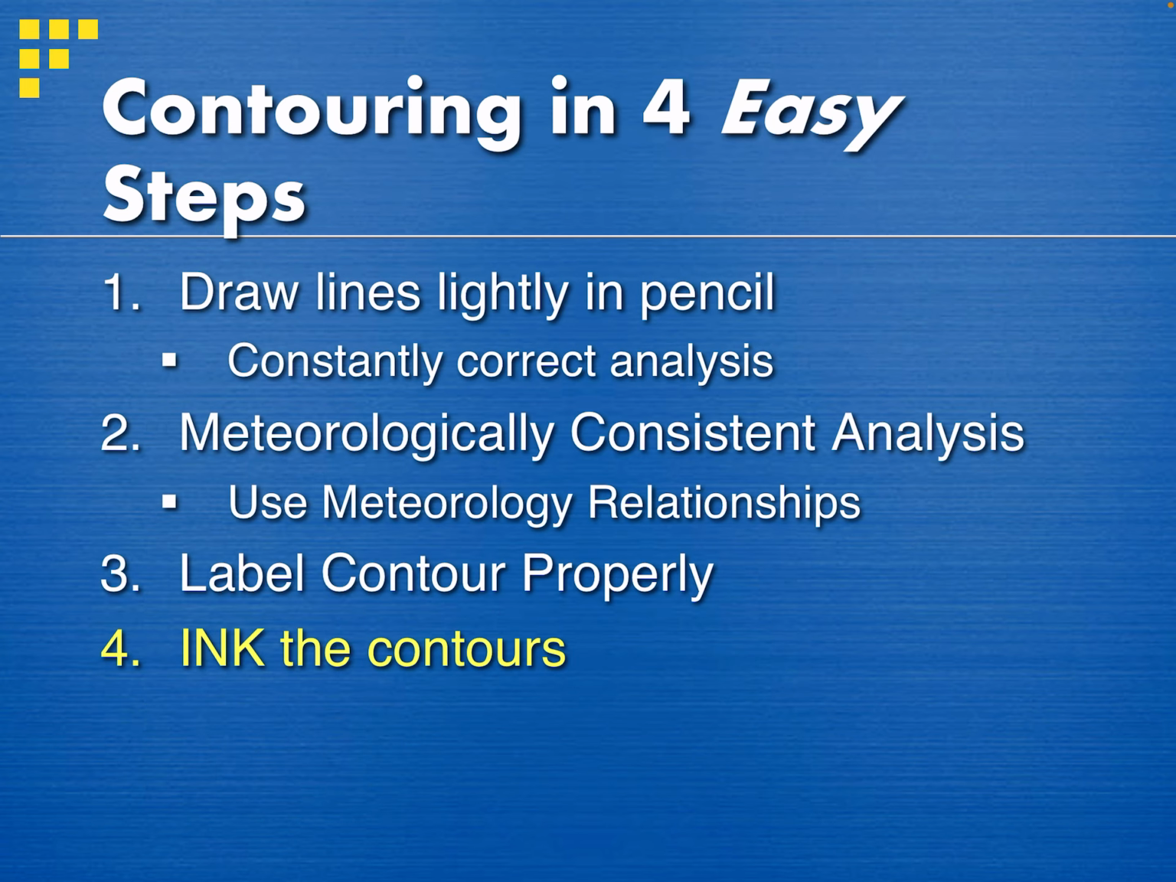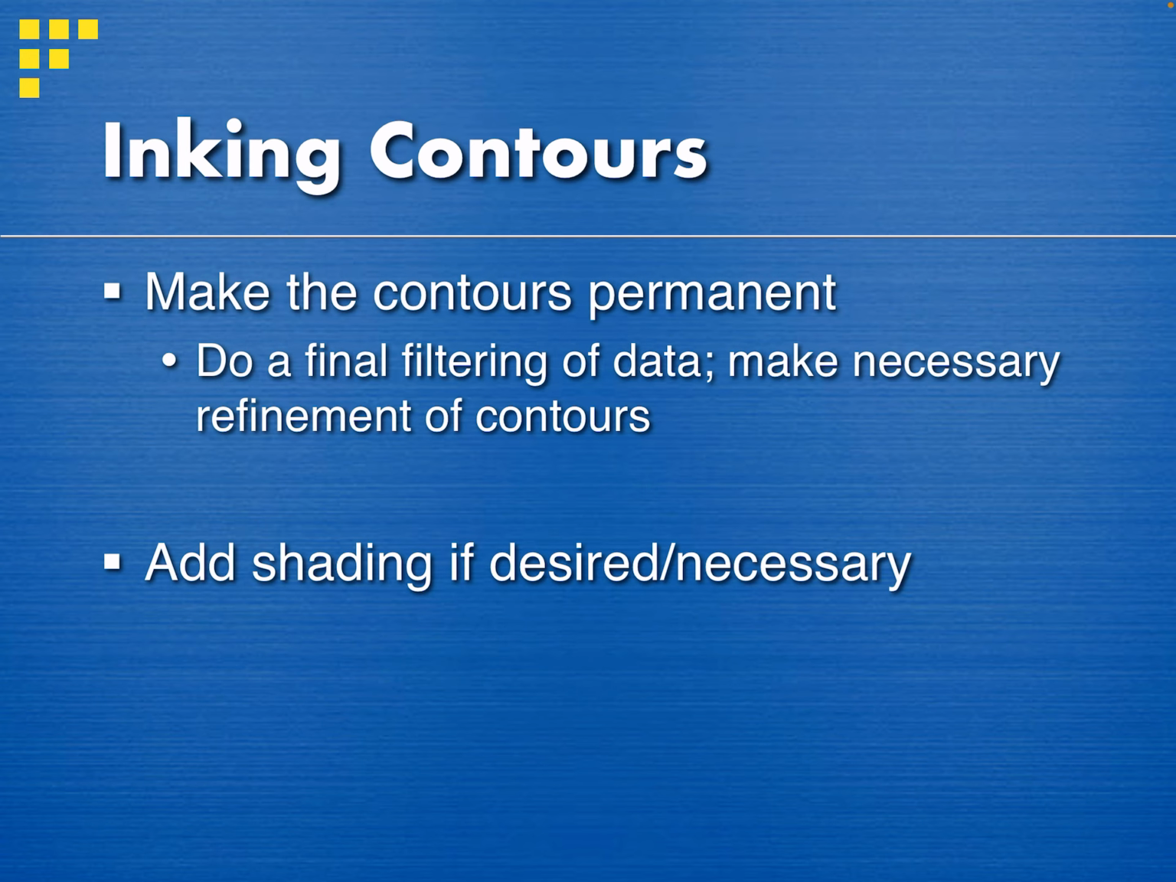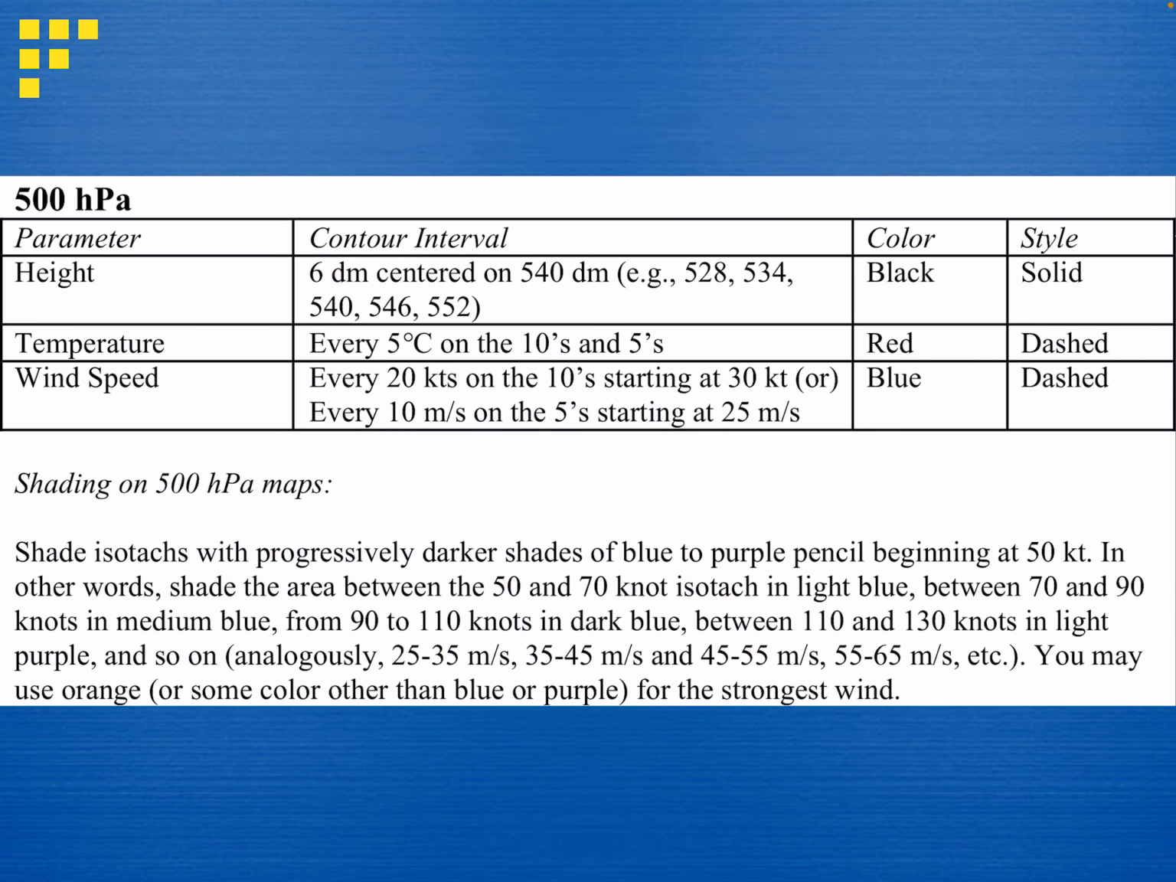And then finally, if you're doing this by hand, inking the contours at the end means taking permanent marker and going over those lightly done contours in pencil to ink them in, and then erasing your pencil marks at the end. So finally, making those contours permanent, doing a final filtering of your data, making any necessary refinements, adding shading if necessary or desired, and again, erasing any of those errant pencil marks if doing it by hand.